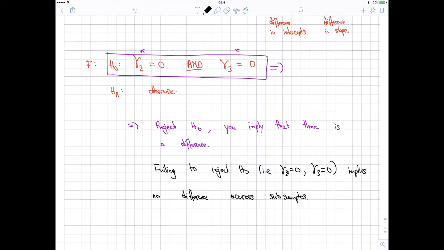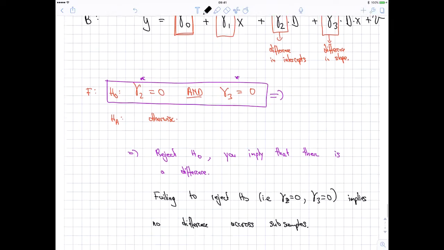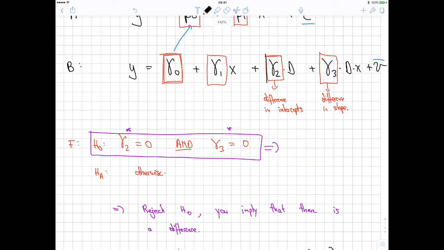Here's the good news. In most of the exams, you're actually not going to be asked to do an F-test. Your only job is to recognize which parameters are leading to the difference. So in this case, it's gamma 2 and gamma 3 that's leading to your difference. And to show the examiner that you understand, the way that you test those parameters is through an F-test.